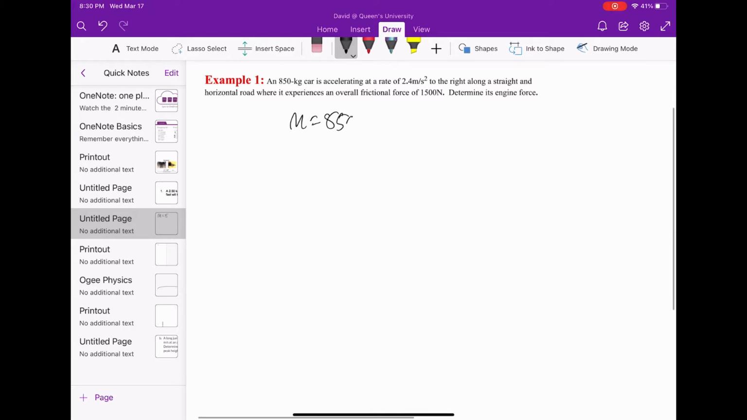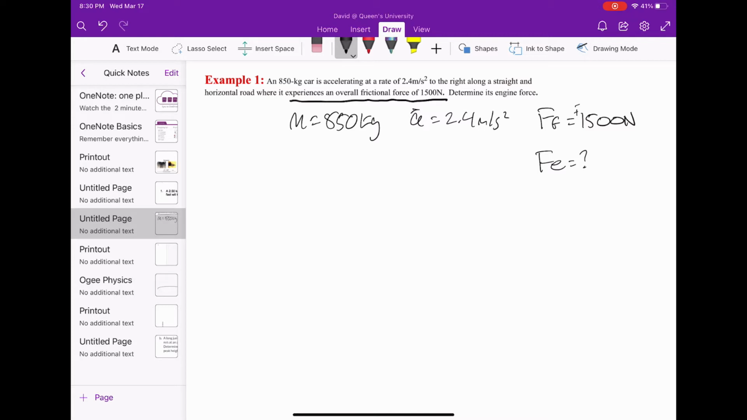Our M is 850 kgs and our acceleration is 2.4 meters per second squared. And here it says it experiences an overall frictional force of 1500 newtons. So we know that our force of friction equals 1500 newtons, and that's going to be going backwards. So we don't have to put a negative or a positive to it yet, but we'll make sure we account for its direction later on. And then we're looking for the engine force. So the FE is a question mark.